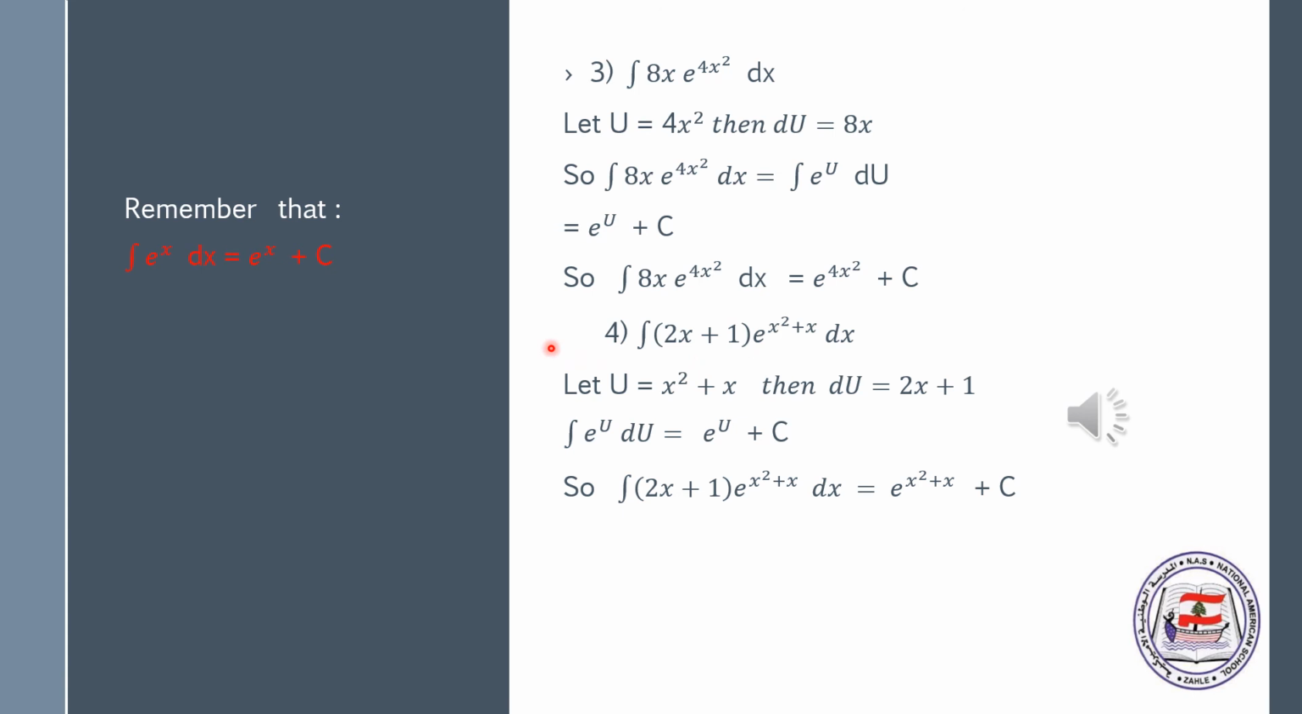Example 4. If we need to calculate the integral of (2x plus 1) e to the exponent x squared plus x dx, suppose u is equal to x squared plus x, then du is equal to (2x plus 1) dx. Replacing u and du in the given integral, we get the integral of e to the u du. Its answer is e to the u plus c. Finally, we need to replace u by the expression in terms of x. We get the answer e to the power x squared plus x plus c.